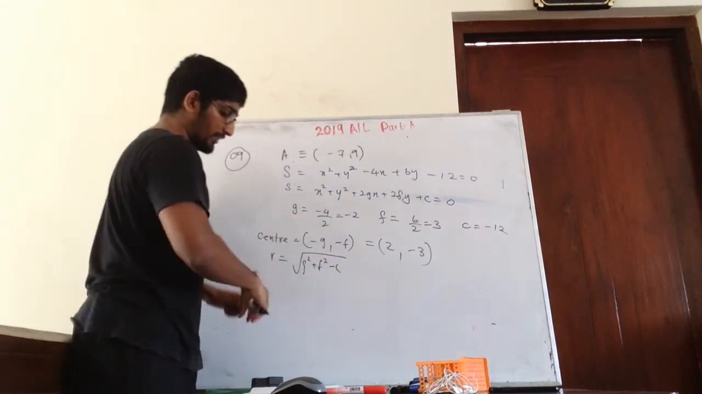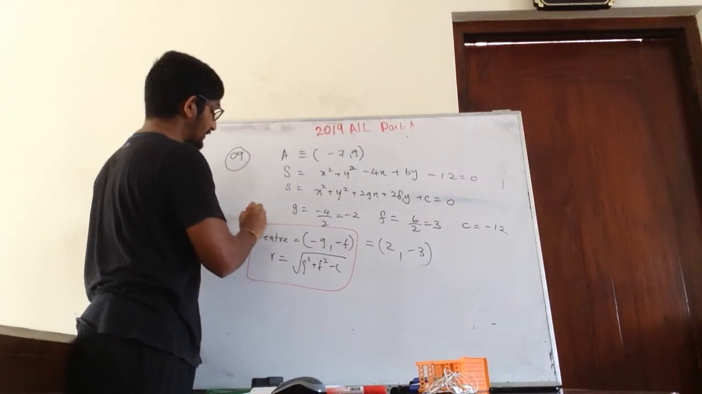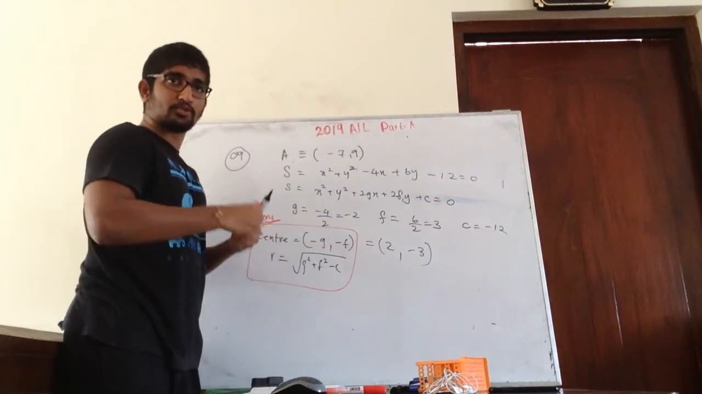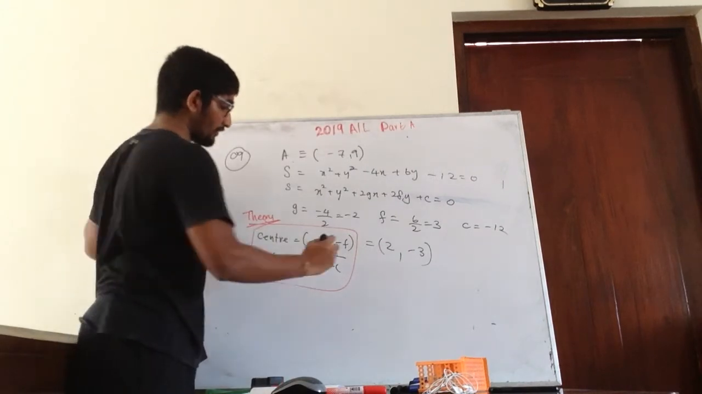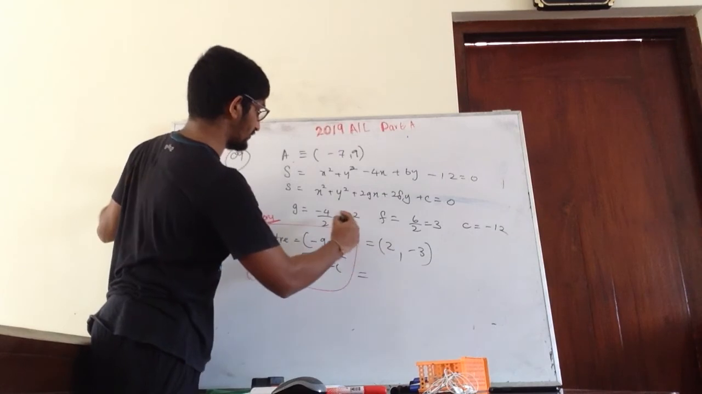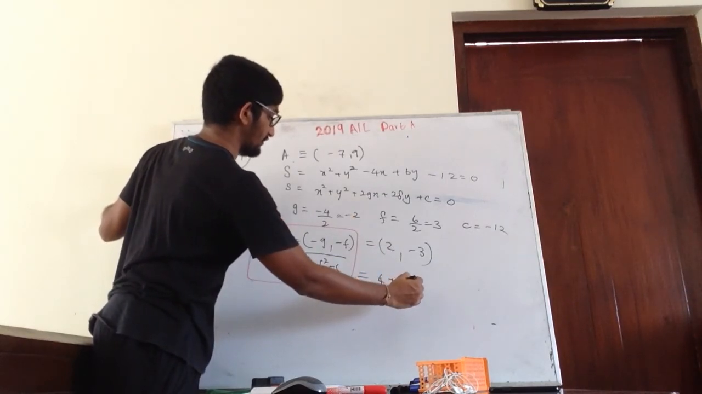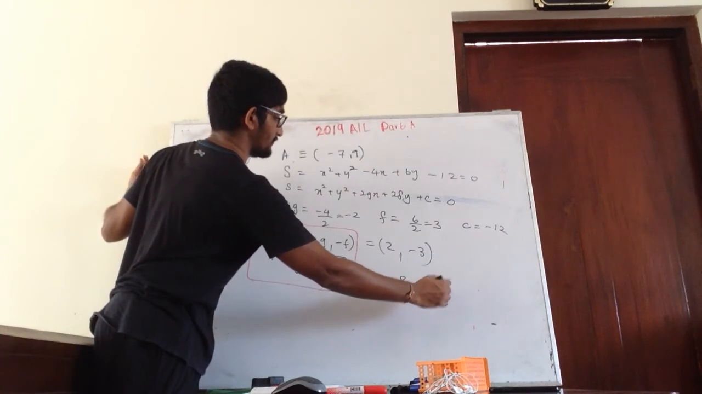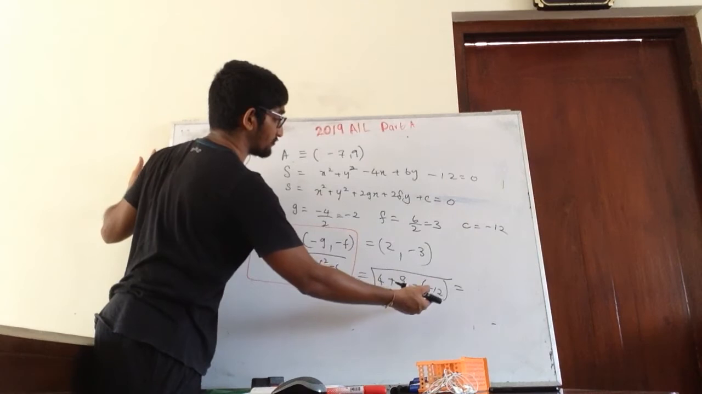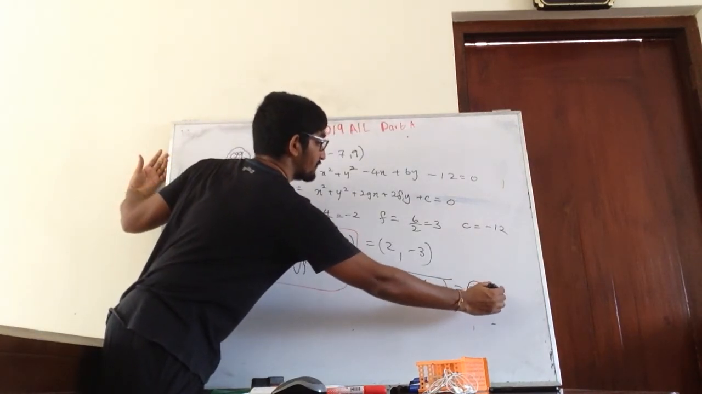So now these are all theory. These are all theory. These you all should know. So here you will get g squared plus f squared minus c, which is 4 plus 9 plus 12. That is 4 plus 9 is 13, 13 plus 12 is 25. So 25 square root is 5.